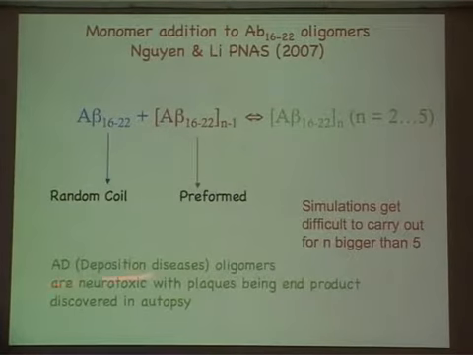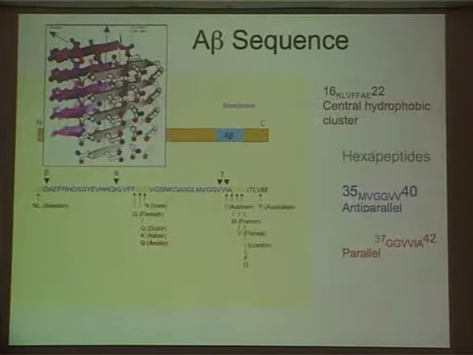I think I've said this before: these deposition diseases are neurotoxic, with the plaques being the end product. So you preform this, have a random coil, it then adds to this, everybody fluctuates, and you see what the end product is, and then you analyze this with whatever methods you want. So this is the sequence that I showed you before.